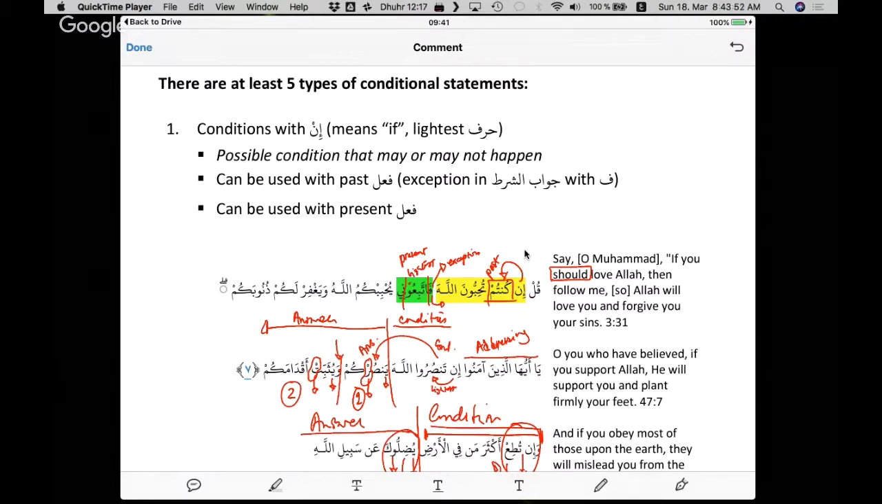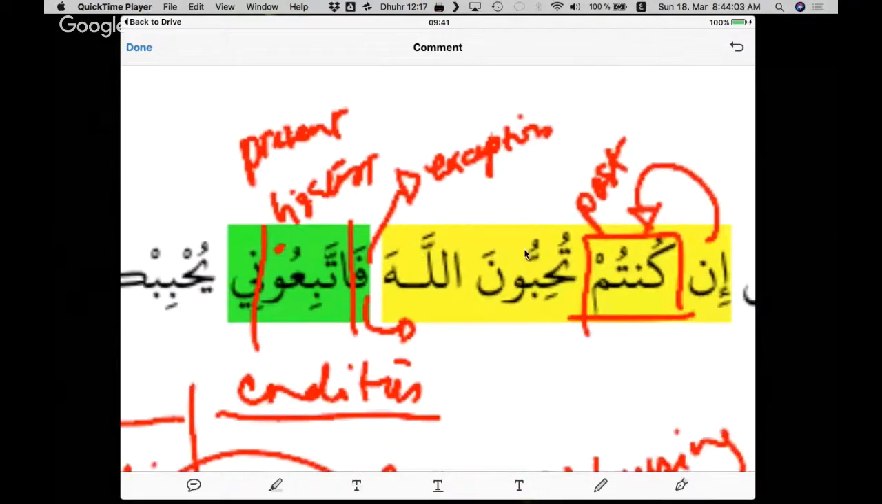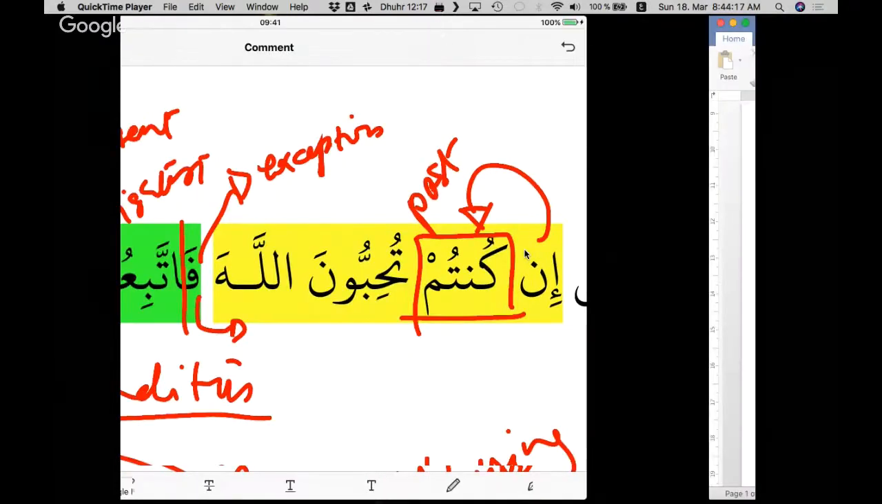attached, then the answer is usually in present tense, which is again lightest. This is an example of our first case here. Okay, that we saw here. It's an example of a first case here, where there was a fa attached and the answer was in present tense, whereas the condition was in the past tense. Okay, good. Alhamdulillah. Let's move forward to the next category of conditions.